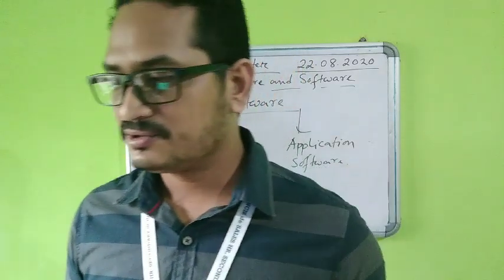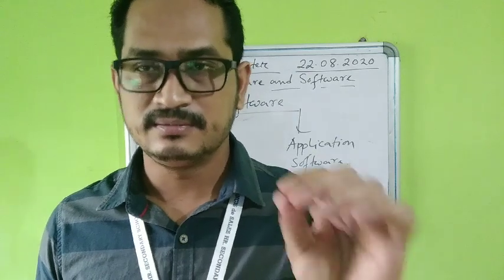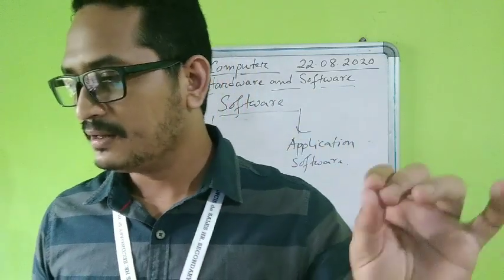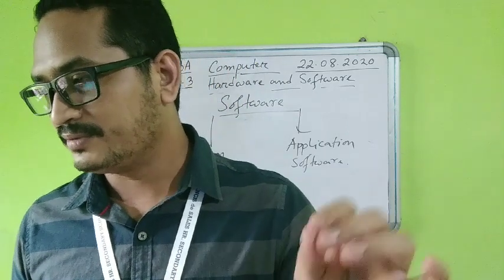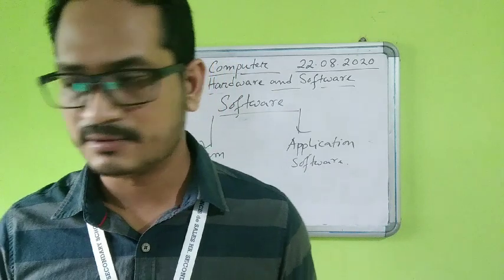Number one is application software, a set of programs designed to perform a specific task. Application software will be for a specific task only. Calculator, software capable of performing mathematical calculations. We know that for mathematical calculation we use a calculator.